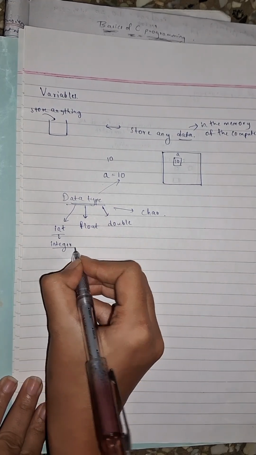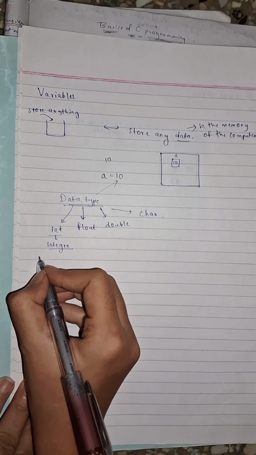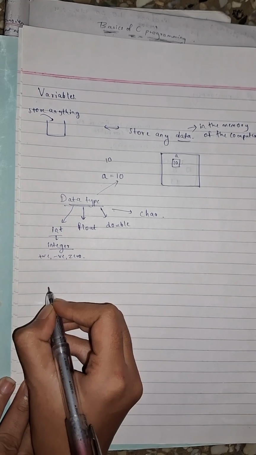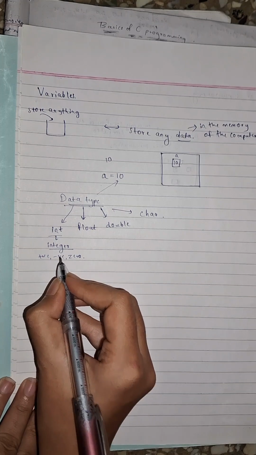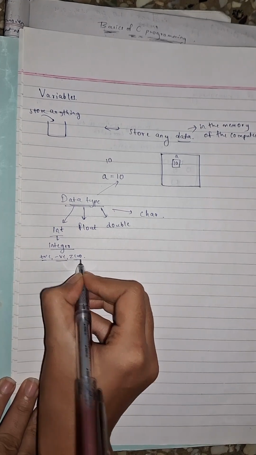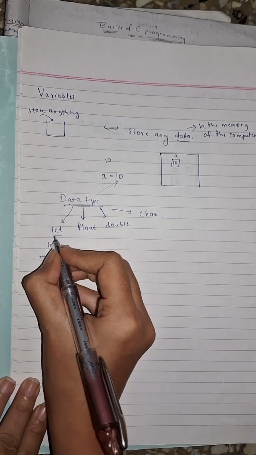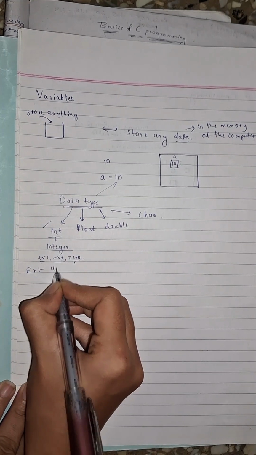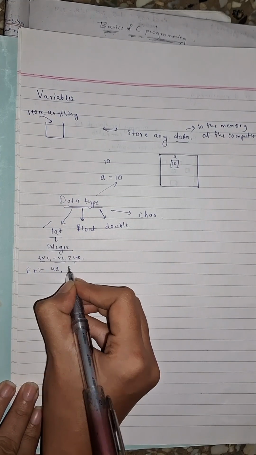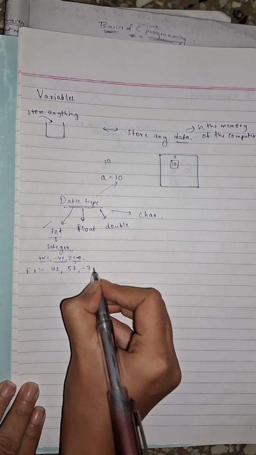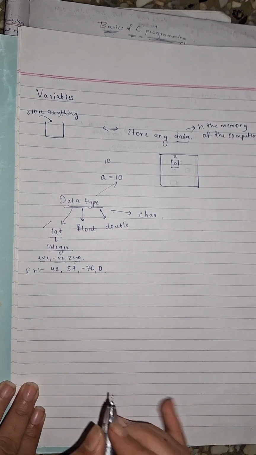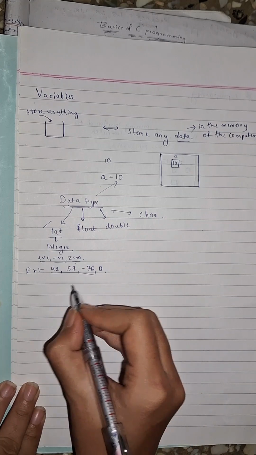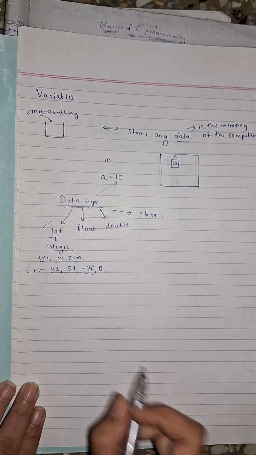As you all know, in mathematics, integer means positive numbers, negative numbers, and 0. So if the value is a number, positive, negative, or 0, we use the data type int. Examples: 42, 57, minus 76, 0, and so on. If the value is a whole number, we use the data type int.